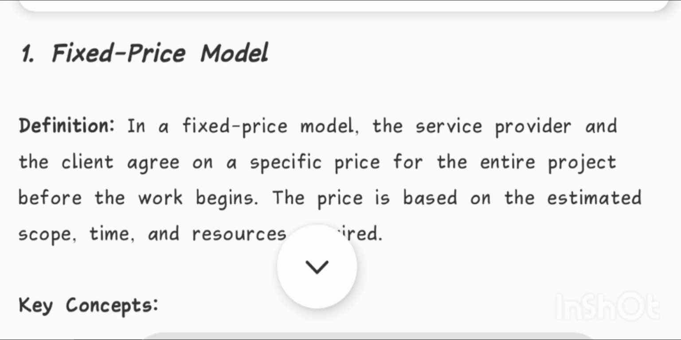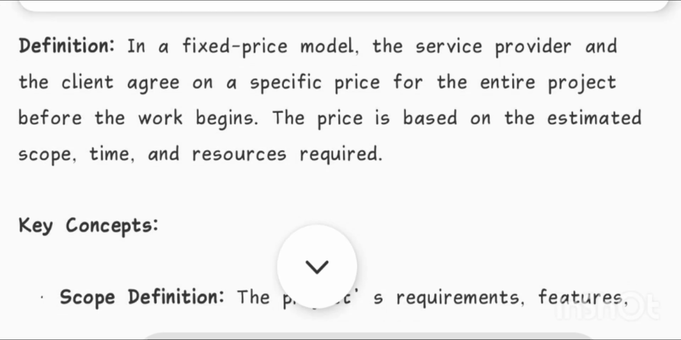1. Fixed price model. Definition. In a fixed price model, the service provider and the client agree on a specific price for the entire project before the work begins. The price is based on the estimated scope, time, and resources required.